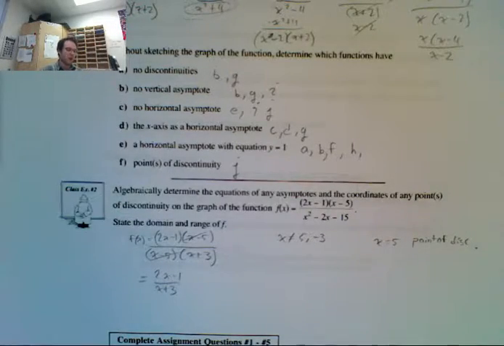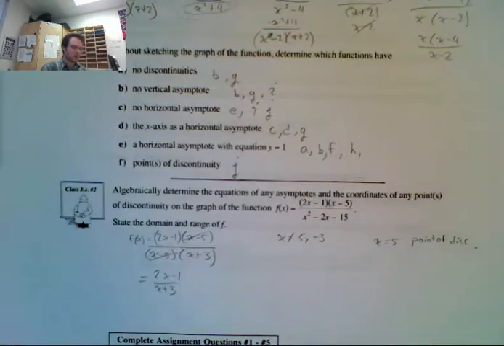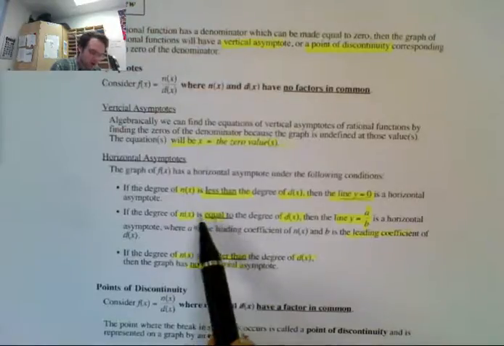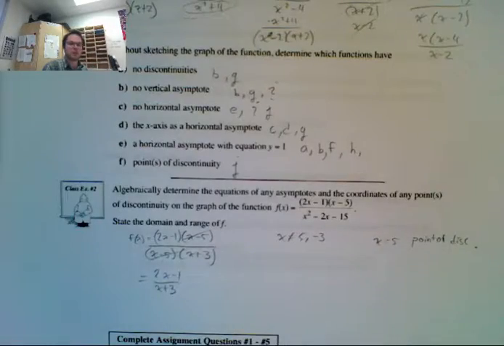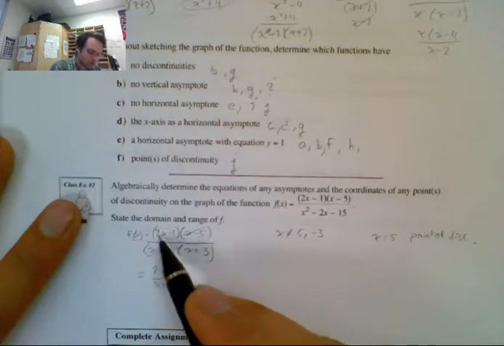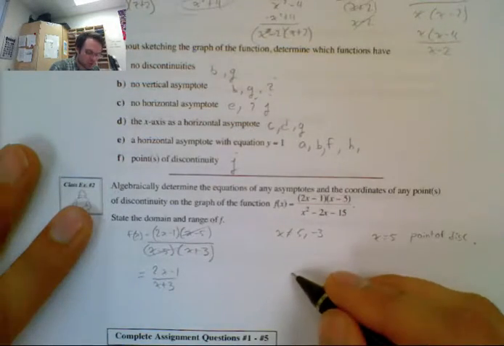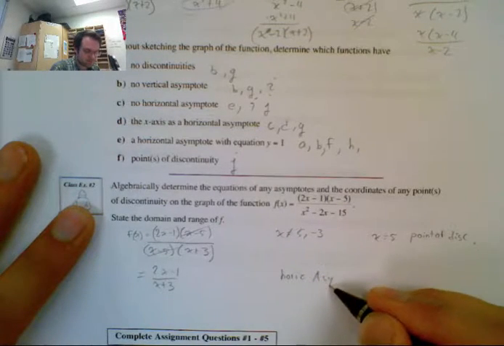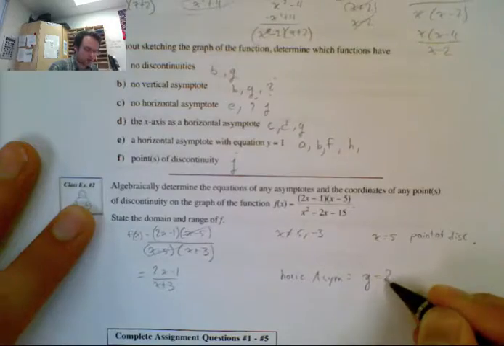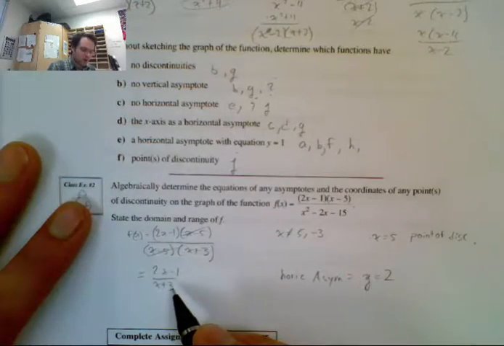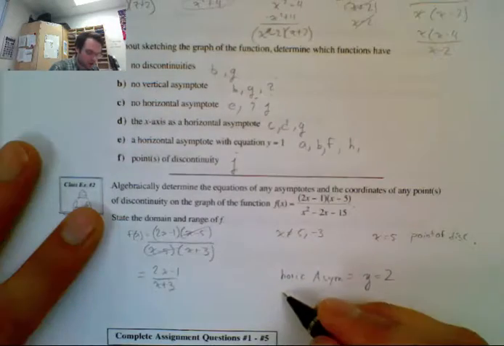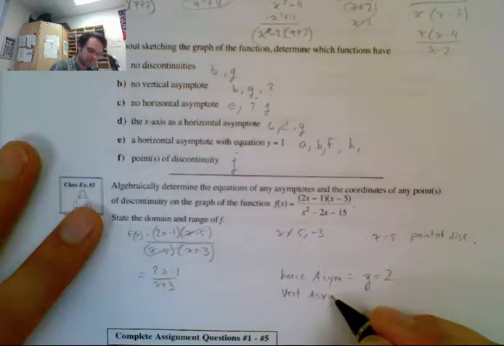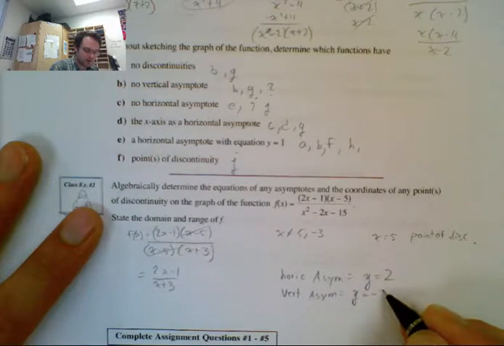Now I also look at this here. I have a horizontal asymptote. My degrees are the same, and so it's going to be my numerator's leading coefficient divided by my denominator's. My numerator here is 2, because it's 2x squared. So my horizontal asymptote is going to be at y is equal to 2. All right? Now, we also have a vertical asymptote at x is equal to negative 3.